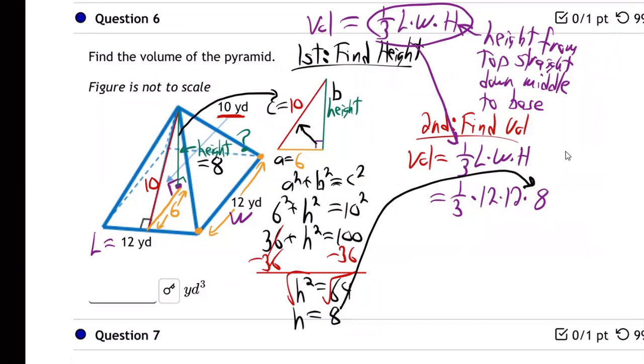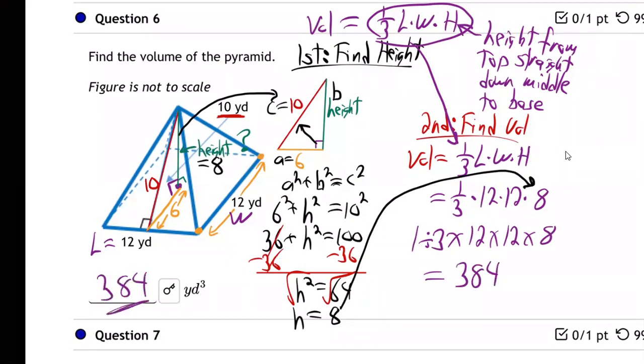So then hit the buttons on your calculator: 1 divided by 3 times 12 times 12 times 8, and you'll get it. What's that? I'm getting 384. So there it is. 384 cubic yards. We're talking about cubes. How many cubes to fill up that volume, yard by yard by yard cubes.